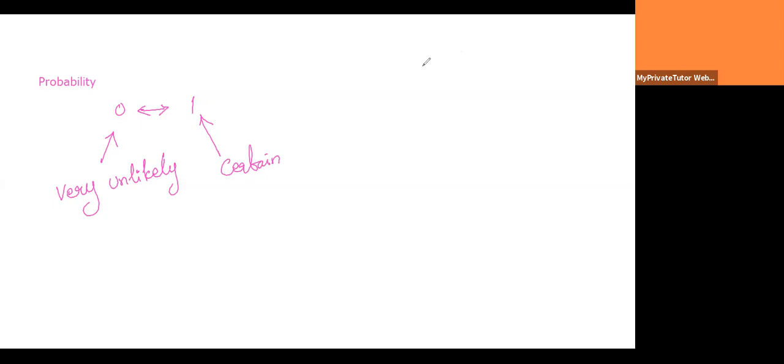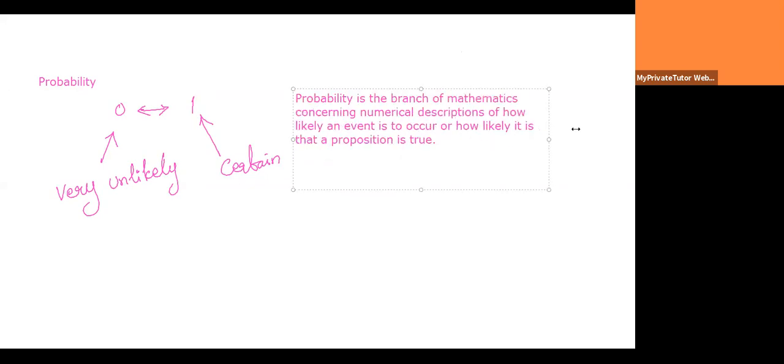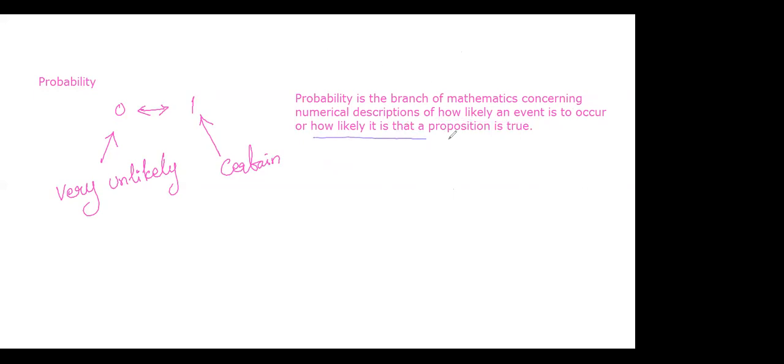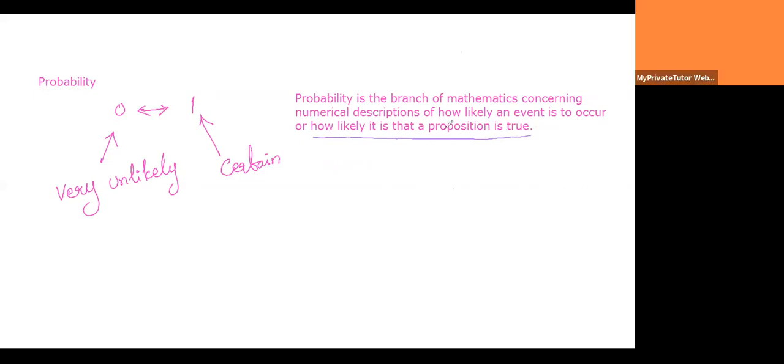That's a good one. But if you read the second half of that definition, have a look at this. Let me paste that definition here, if possible. Okay, here it is. This is what you said. Read the second half of the definition: how likely an event is to occur, or how likely it is that a proposition is true. Exactly.